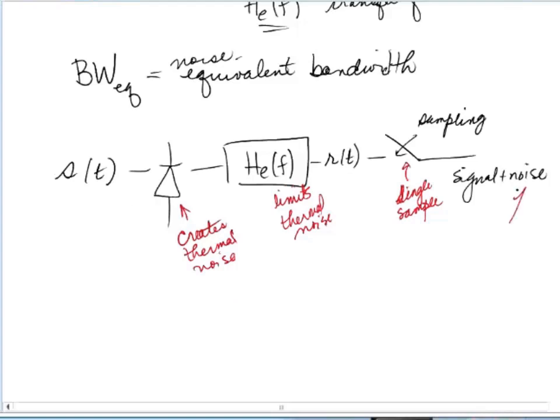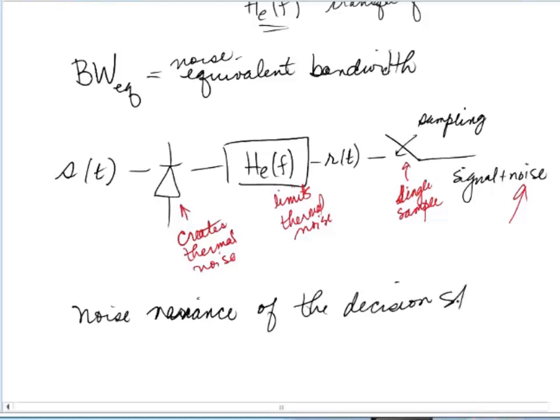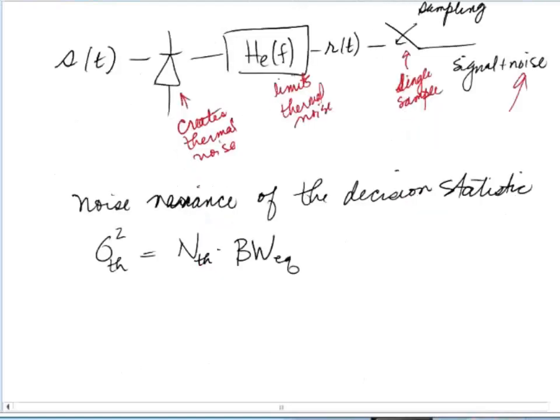And all that to say that the noise sample that we see here at the output of our receiver has a variance. So the noise variance of the decision statistic after the sampler, sigma squared thermal, is just equal to the power spectral density of the thermal noise times the noise equivalent bandwidth of the electrical front end. Clearly this is Gaussian, since the noise is Gaussian and the filter is linear. So we have a linear manipulation of a Gaussian process, so this is also Gaussian. So we would say that the thermal noise has a Gaussian distribution, which is zero mean and has a variance.